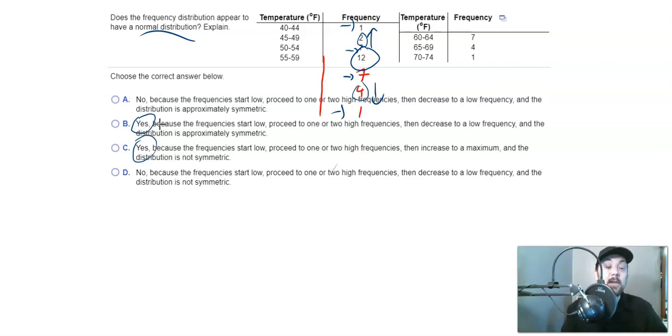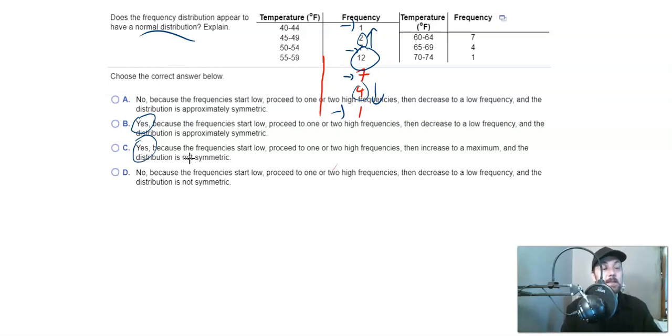So we have to read these carefully. Yes, because now only one of these is going to describe the normal distribution correctly. So we want to pick the one that describes what a normal distribution is. So you kind of have to know the definition. Because the frequencies start low, proceed to 1 or 2 high frequencies, then decrease to a low frequency, and the distribution is approximately symmetric. That sounds pretty good. I'm really tempted to say that's the one, but we should probably compare it to the other one just to see which one seems to be the most correct.